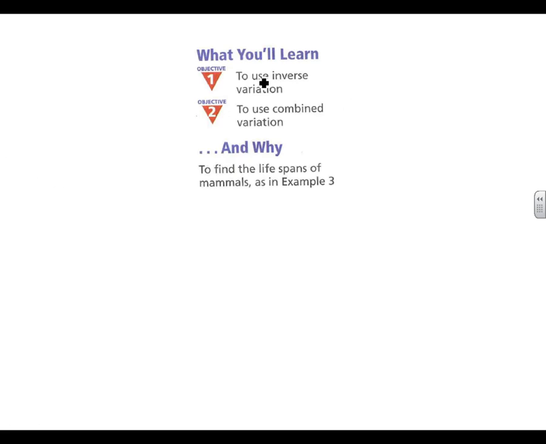So here's what we're going to learn. We're going to learn how to use inverse variation, and then we're also going to learn how to use combined variation. So what if we want to be direct and inverse, or we'll throw in some exponents and things on there too. Okay? So there's a word problem on example 3 talking about the lifespans of mammals. A couple new vocabulary phrases for us: inverse variation, which is going to be the opposite of direct variation. We'll deal with that first. And then once we have that, we'll knock out combined variation.